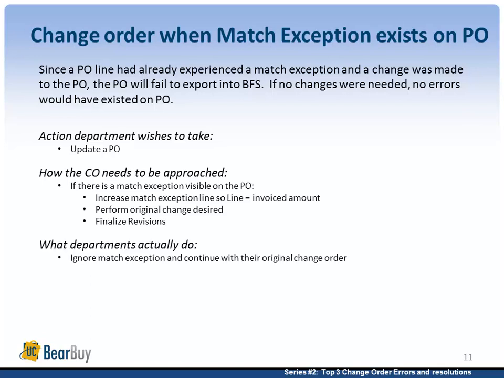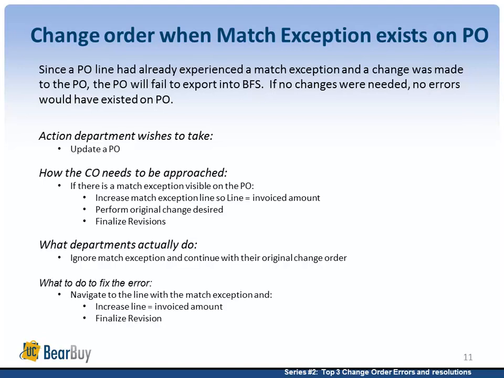So what actually happens is that a lot of change order preparers ignore the match exception and continue with their original change order. When they finalize the revisions, they will always hit a PO export error. This also will result in a voucher export error when new vouchers are applied against this purchase order. So if you have experienced this error, you can still correct it. All you need to do is navigate to the line that has the match exception and increase the line to equal the invoiced amount. Once updated, finalize the revision and your changes will be reflected correctly in BFS. You'll no longer experience a PO export error.